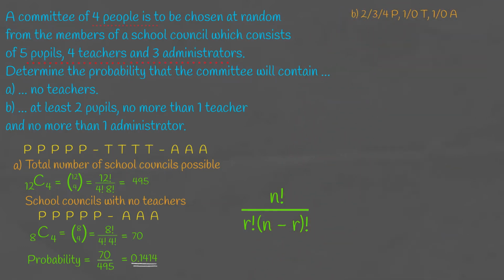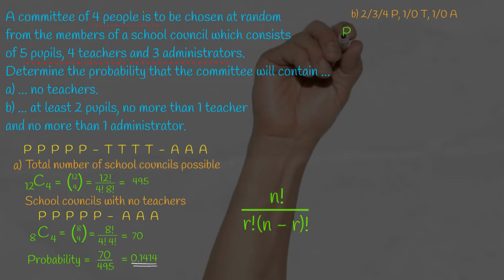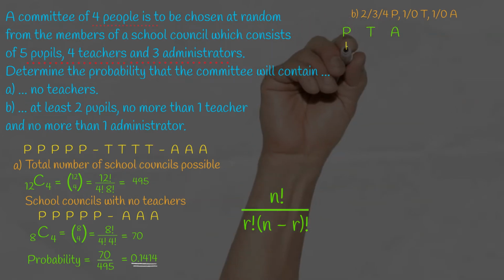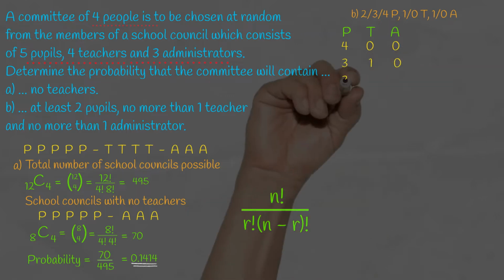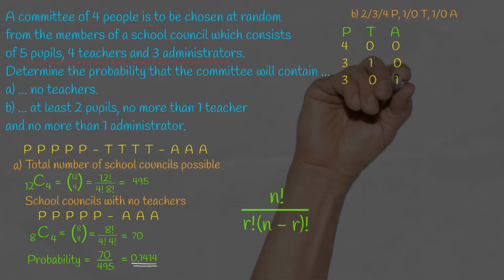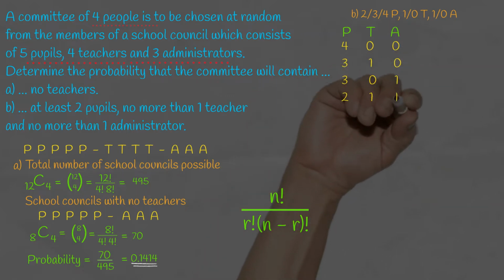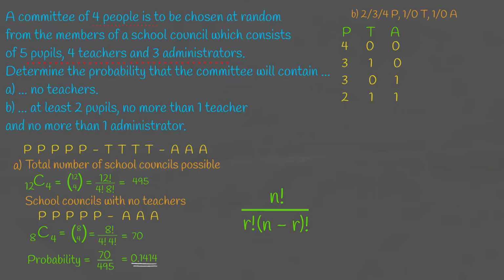Next, we want to work out the probability that we have at least 2 pupils, no more than 1 teacher, and no more than 1 administrator. So for this, it's easiest to write down a little table. So for each row, we can only have a 0 or 1 in the teacher or administrator column, and we have to have a 2, 3 or 4 for the pupil, and they all have to add up to 4.